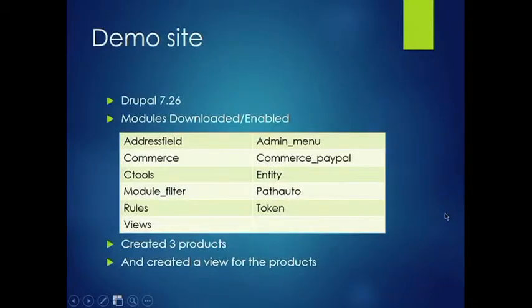So now it's time to show the demo site. We've got about 20 minutes to explore some of the things we can do in Drupal Commerce when we're using rules. I set up a demo site with Drupal 7.26 installed. It's got some additional modules in addition to Drupal Core. And I've also created three products, and I created a view for the products. So that's as far as I've taken this demo site before we started this presentation.